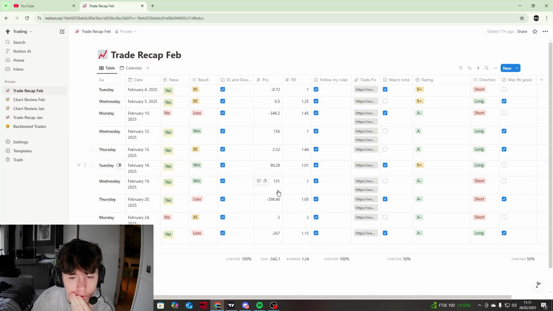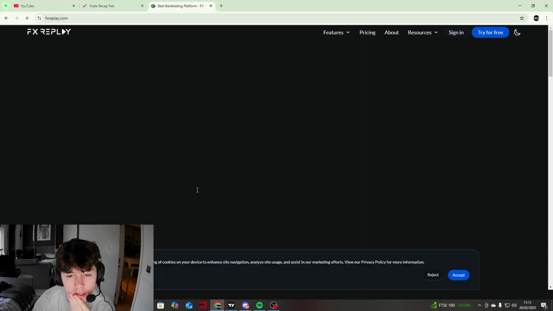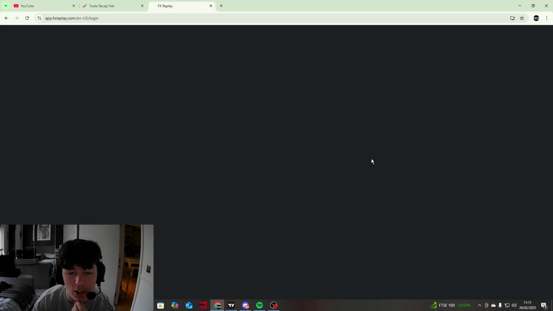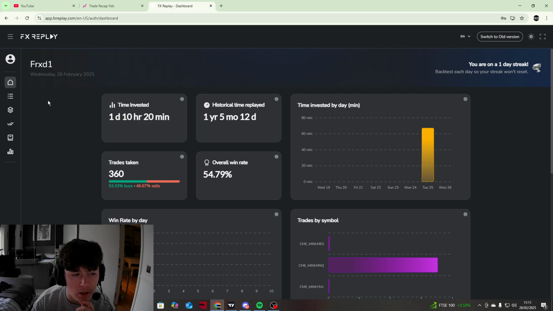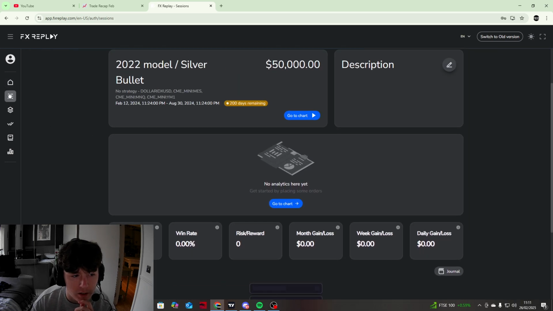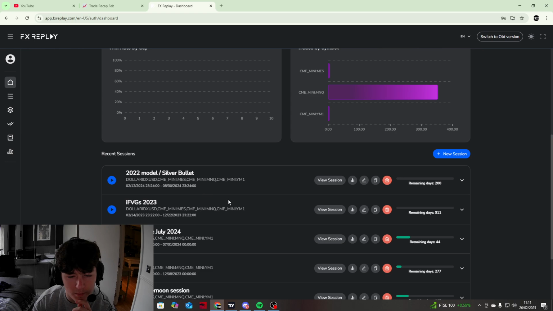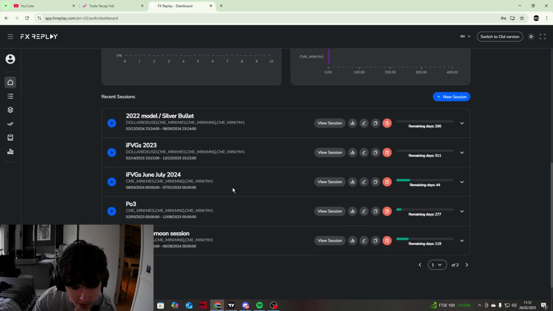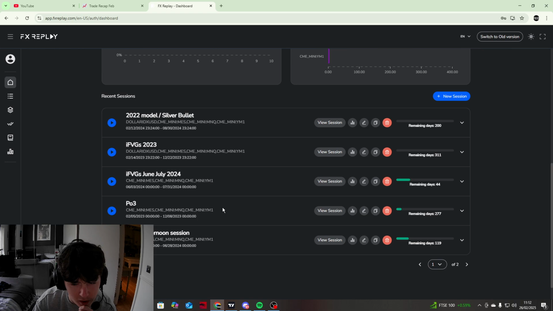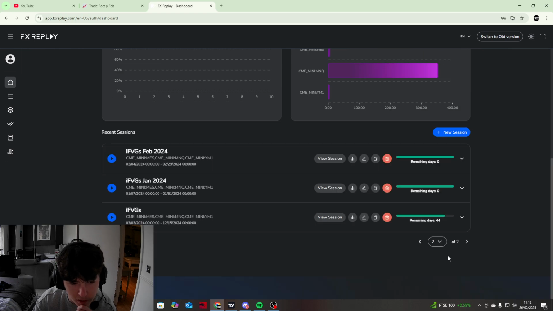Yeah, I think I've been taking good trades. Just a tough month. But I bought FX Replay again, and I'm gonna backtest. I've got my sessions sorted out. So I made these yesterday. I'm gonna backtest the 2022 model / Silver Bullet, basically entering on fair value gaps. You know, liquidity sweep, market structure shift, fair value gap or CISD, whatever. And then I'm gonna backtest IFVGs from 2023 because I already done 2024 most of it.